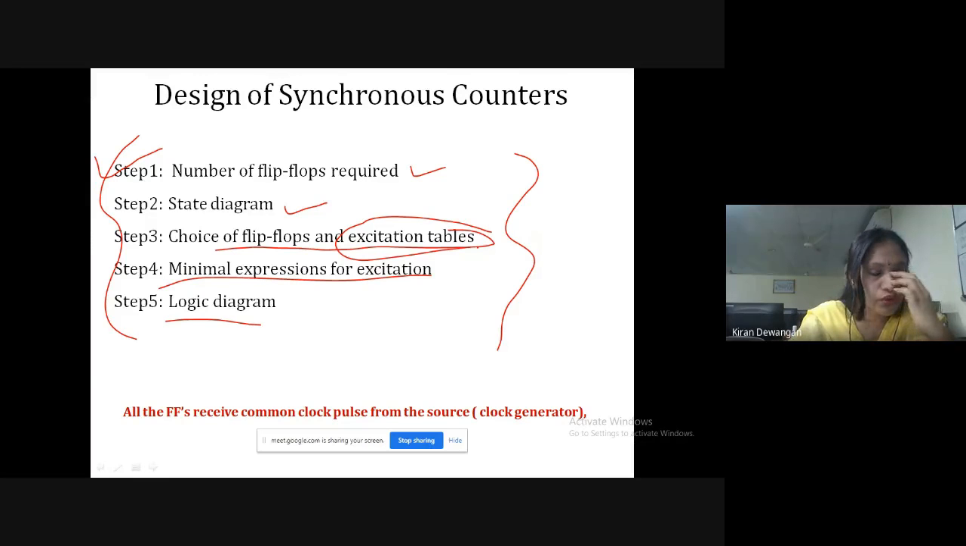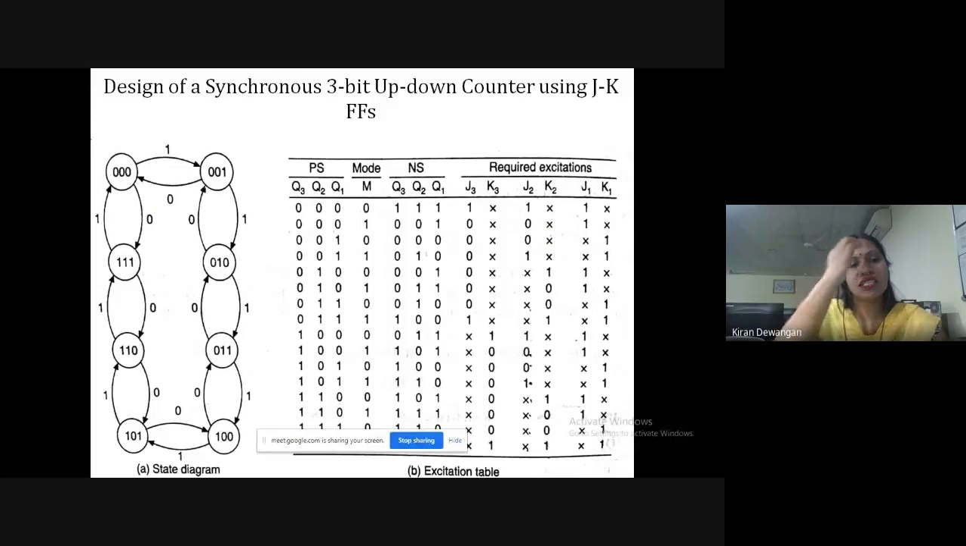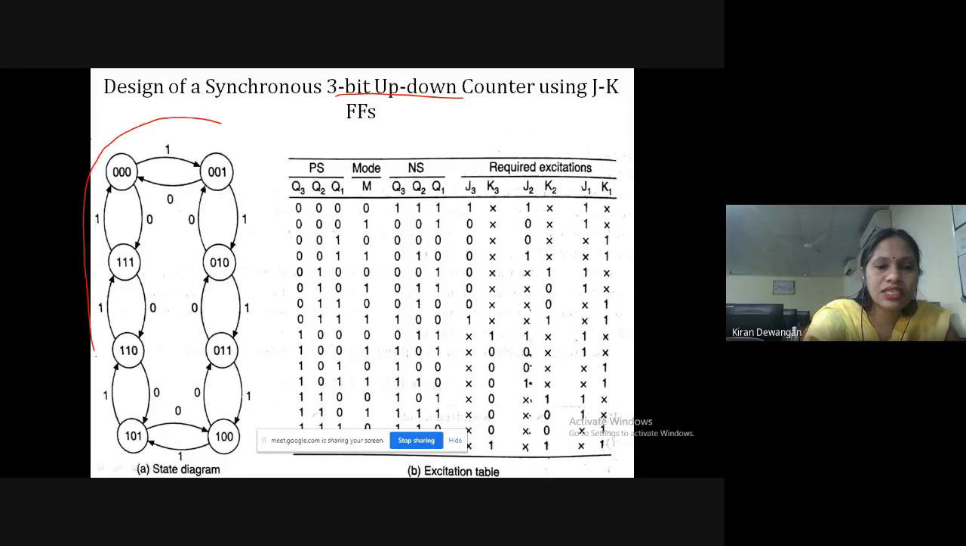First, we'll have to figure out the number of flip-flops required. Then the state diagram, then the choice of the flip-flops and the excitation table, minimal expression for excitation and the logic diagram. Now this is how we design 3-bit up-down counter using JK flip-flop. Now I have directly used up-down counter. Okay? Now this one is the state diagram.